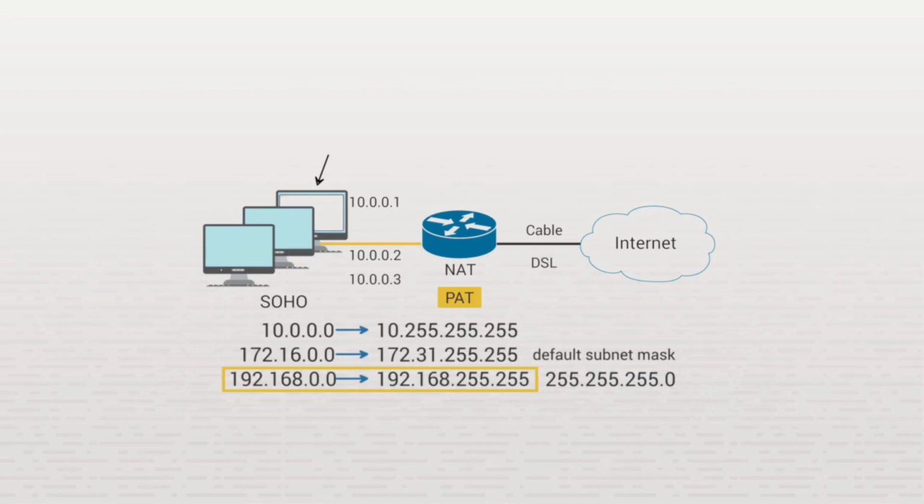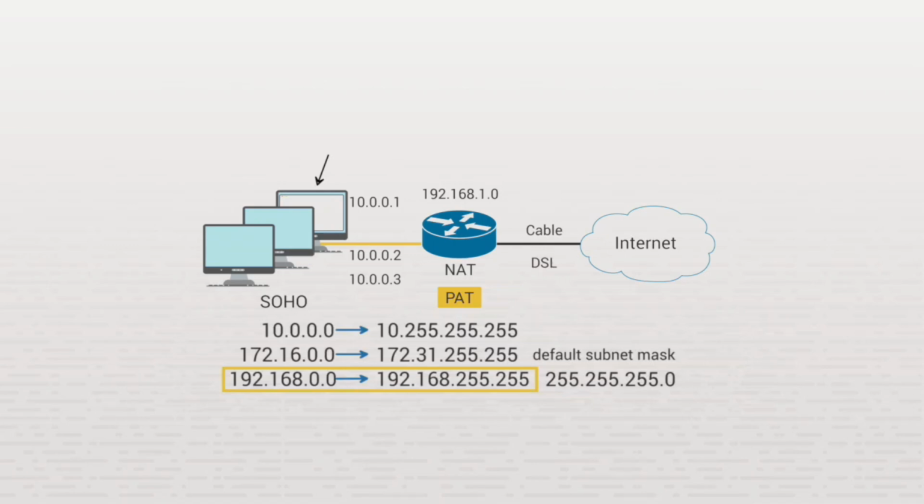255.255.255.0. For example, this router could be configured to use a network address of 192.168.1.0. The last octet would then be used to assign the host address to devices. This configuration provides up to 254 unique IP addresses, which is more than enough for a SOHO environment.